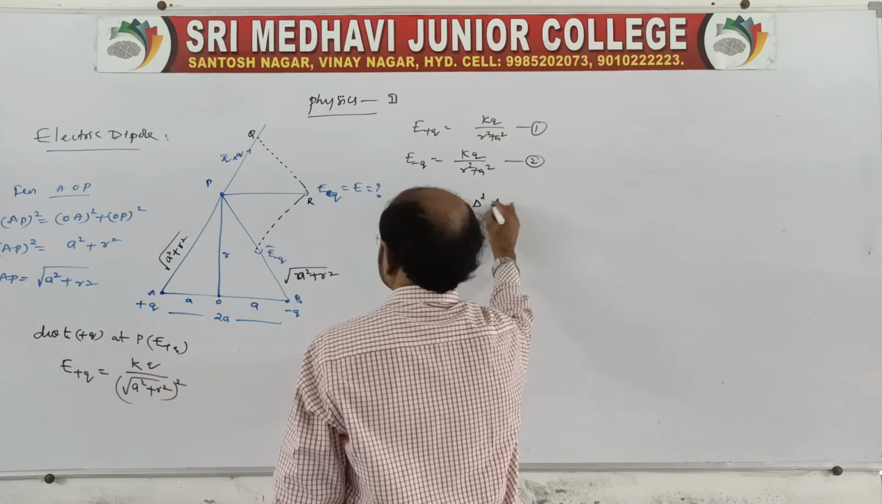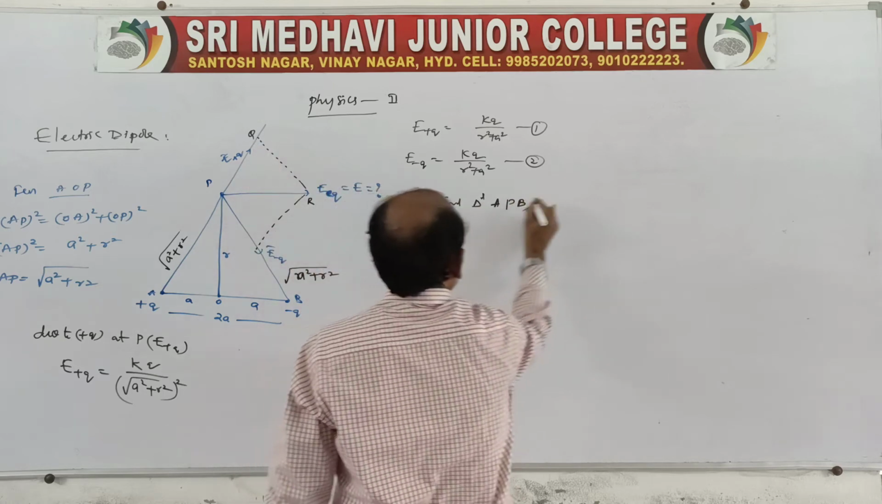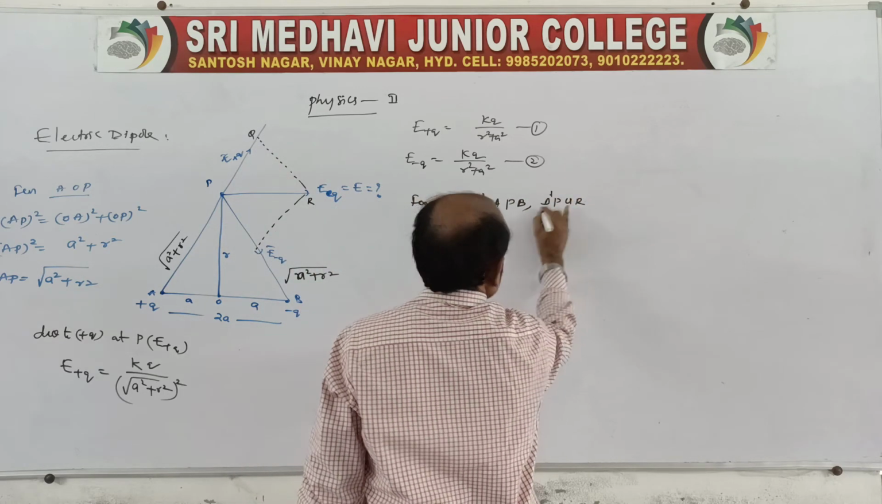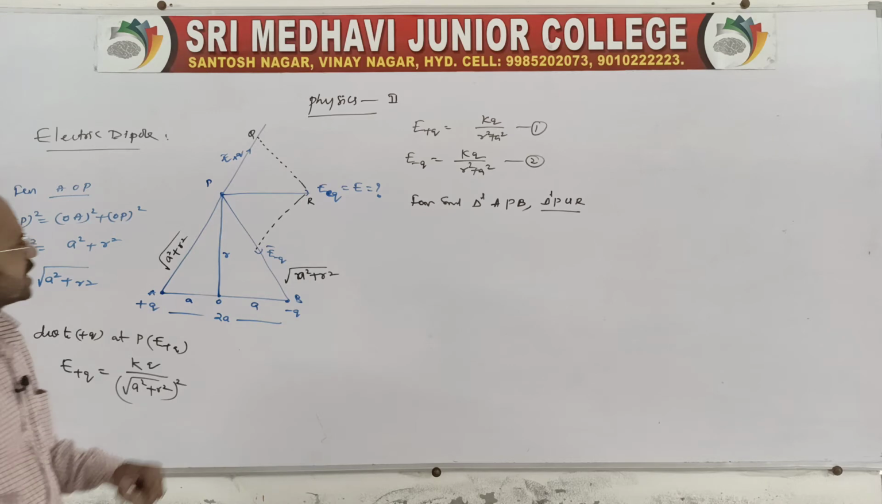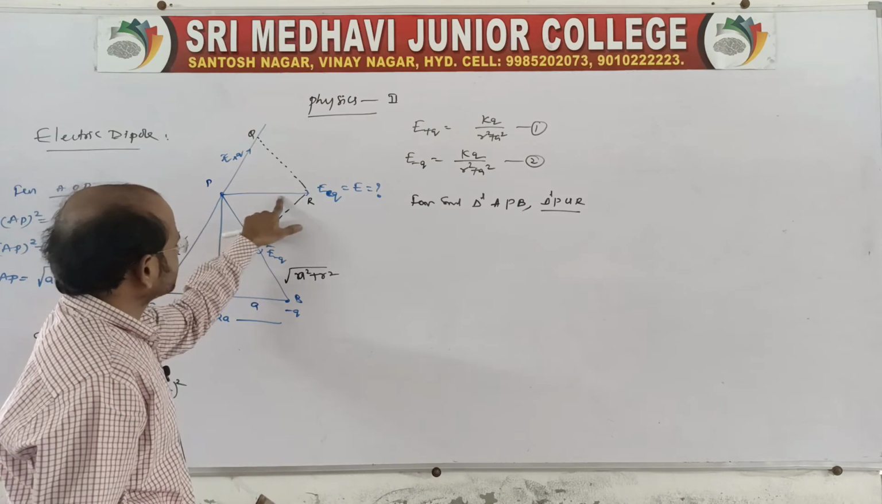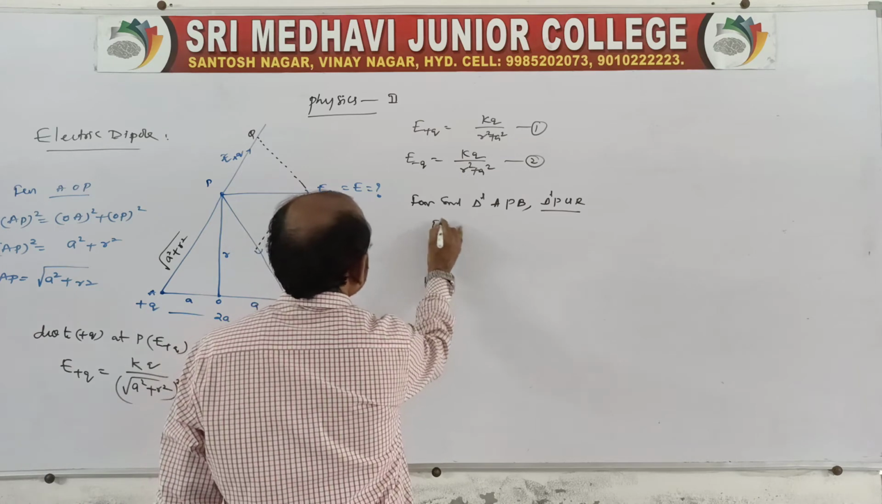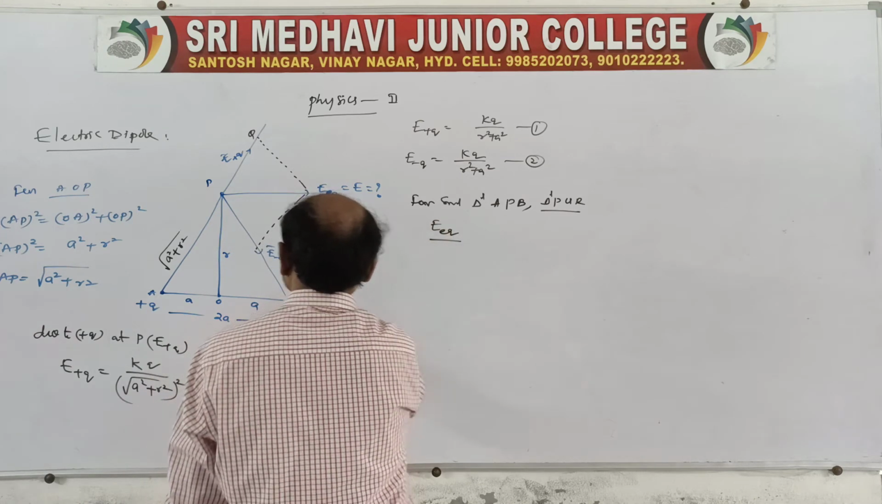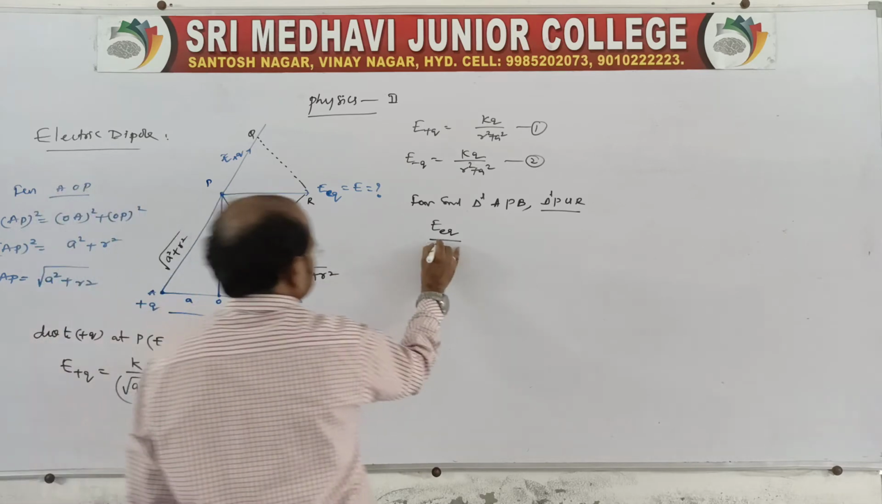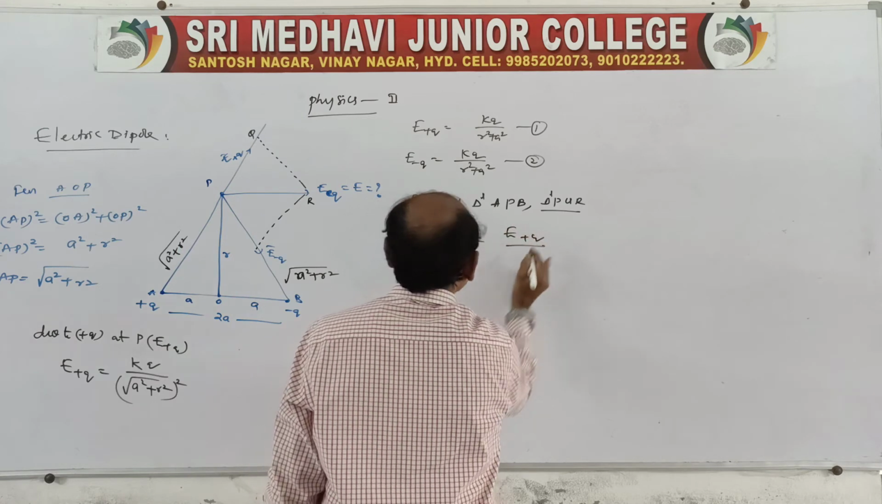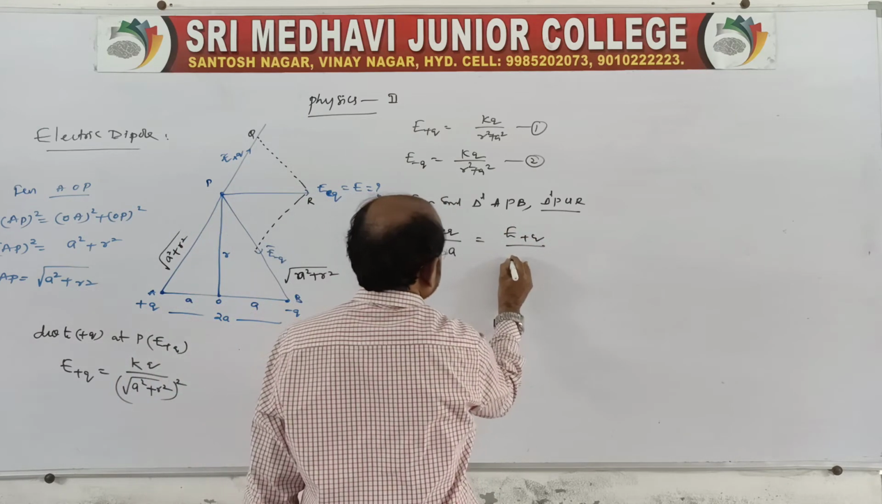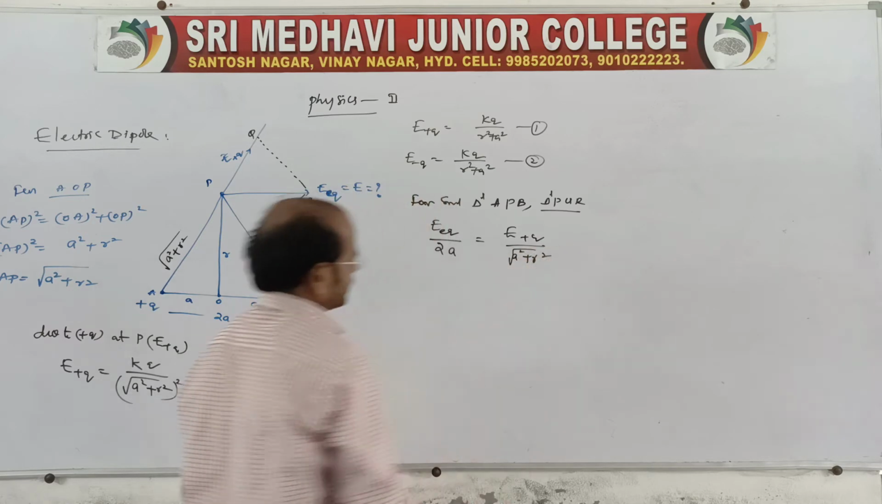you take APB as one triangle, and PQR is the other triangle. By using the similar triangle principle, we write it like this: E equatorial by this length is equal to E plus Q by the distance, which is root over a square plus r square. This is the resultant. It is very simple. It is clear.